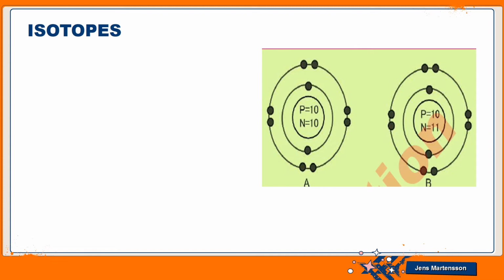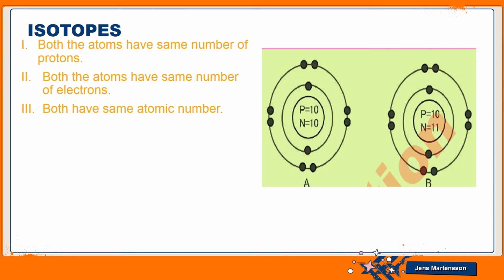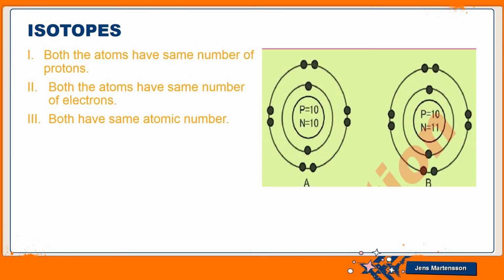First of all, the similarities between the two atoms are: both atoms have the same number of protons. You can see P is indicating the number of protons, and both atom A and B have 10 protons. Both atoms have the same number of electrons, as there are 10 protons present. In the same way there are 10 electrons present, and both have the same atomic number. Atomic number is actually the number of protons present in the nucleus. So as the number of protons is the same, it means they will have the same atomic number.